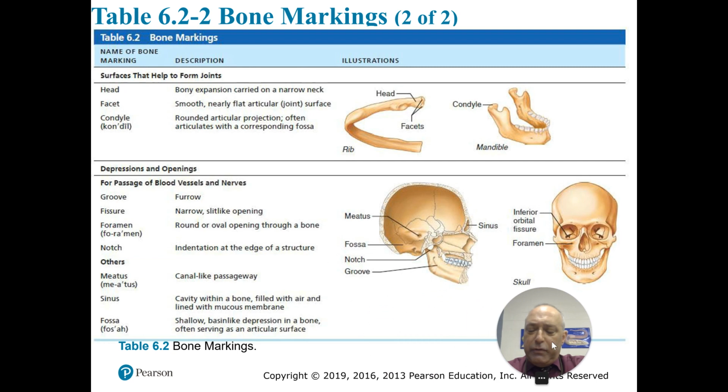There are also grooves, which are furrows, or fissures, which are narrow like slits, foramen, which are round or oval openings, notches, which are indentations, meatus, a canal-like passageway, sinus, a cavity within the bone, and fossa, a shallow basin-like depression in the bone, often serving as an articular site.